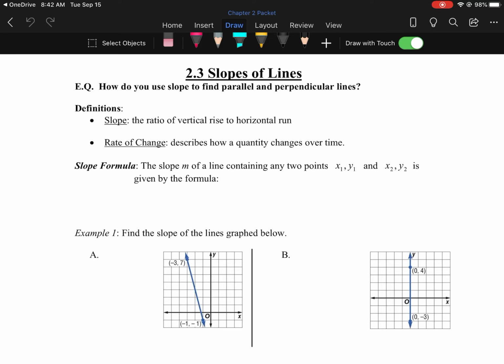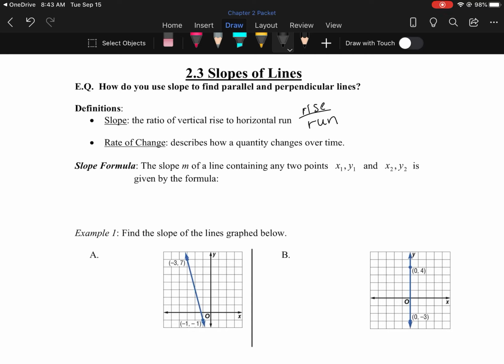First of all, slope, just to refresh your memory, is the ratio of vertical rise to horizontal run. So remember, we can always write that as rise over run. It's the change of the rise to the run. Now, rate of change describes how a quantity changes over time. We typically refer to slope if we're just looking at a line, but rate of change is more like the application problems or those math story problems.